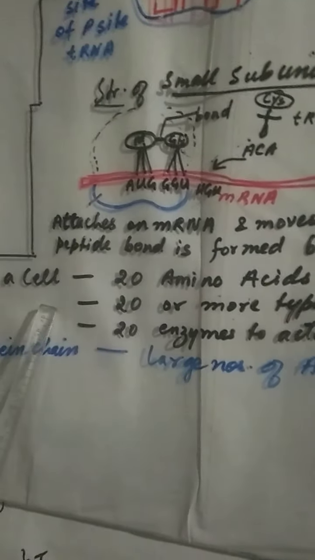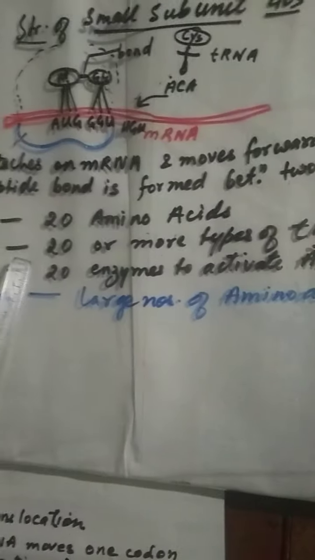Let us see now conclusion of this. In every cell there are 20 amino acids present. So there should be 20 or more types of tRNAs, and along with that 20 enzymes to activate this amino acid should be present in the cell.